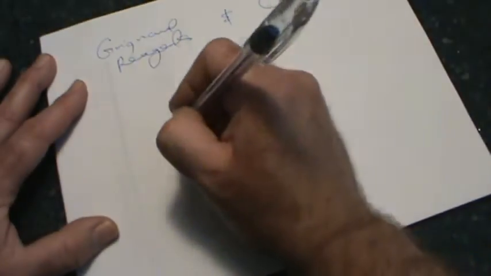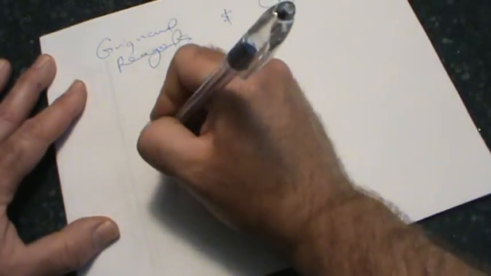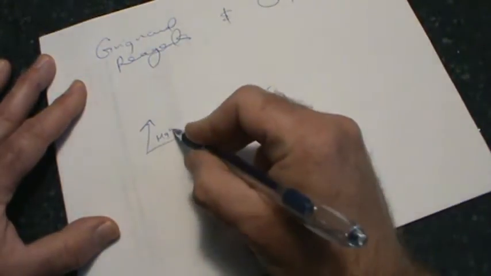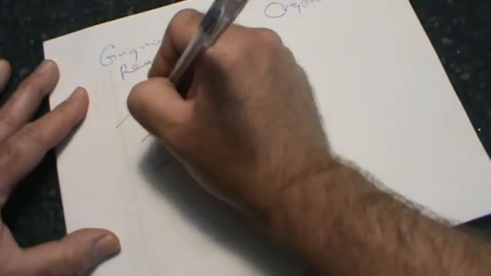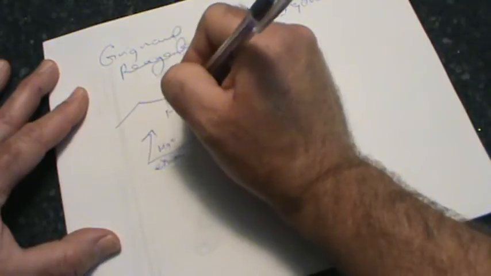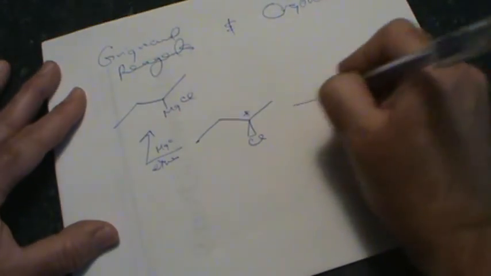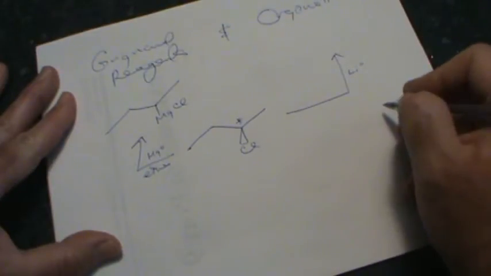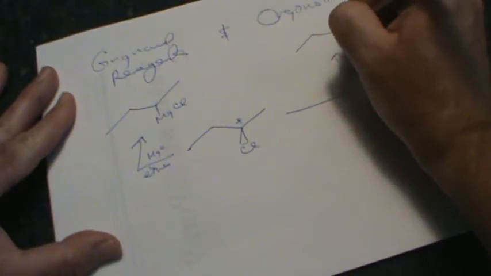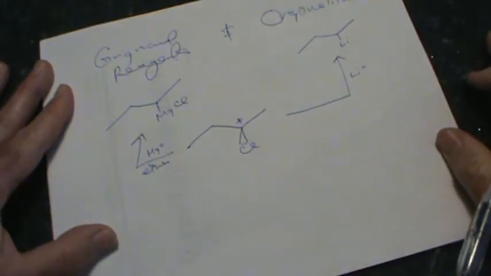And how would I do it? Well, to make the Grignard reagent, I would use magnesium metal, Mg0, with ether. Got to show the ether here. And that would give me the corresponding Grignard reagent. Or I could treat it with lithium metal, solvent's less important here, to produce the corresponding organolithium.